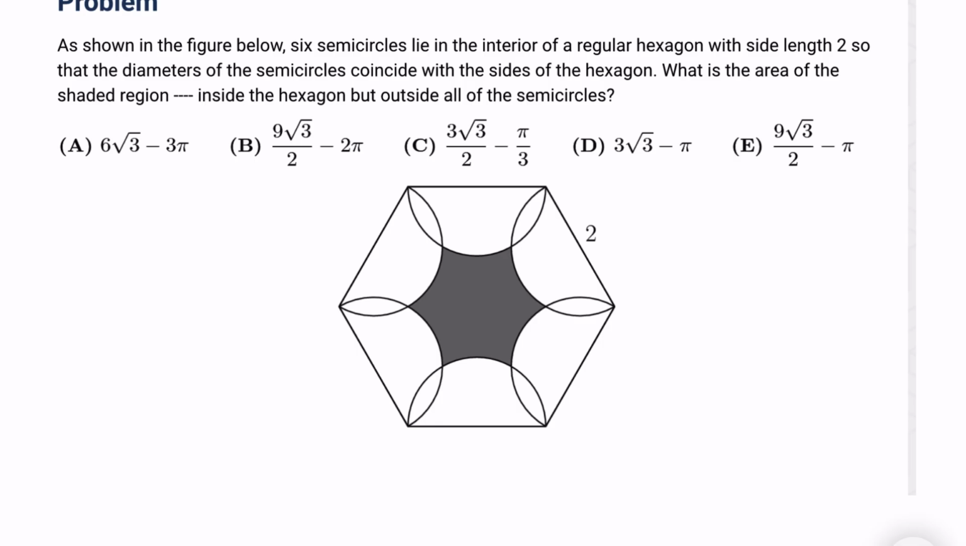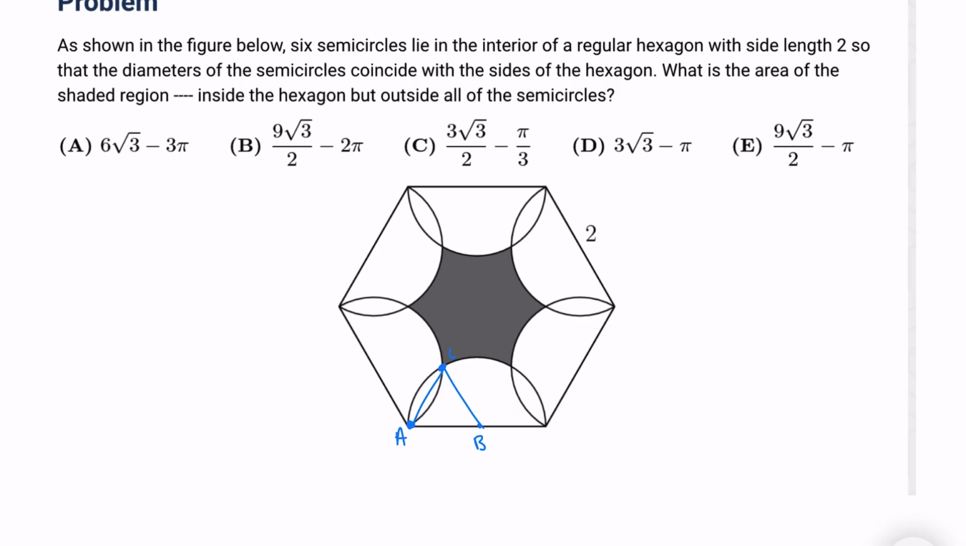So essentially, we're trying to find the shaded region, and I'm going to draw out some points here. I'm going to let A be this vertex right here, and then I'm going to let B be the midpoint of the side length of the hexagon. And then I'm going to let C be this point where the two semicircles touch each other. Then I'm going to connect these 3 points because we see that this is actually an equilateral triangle.